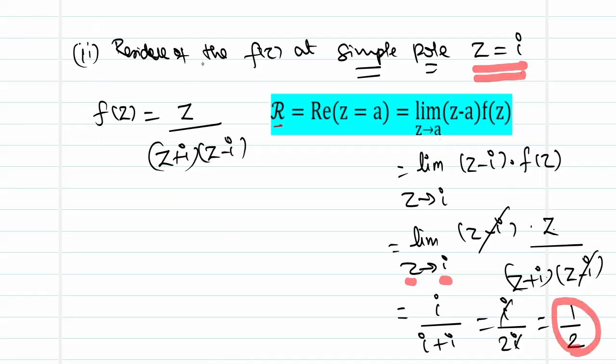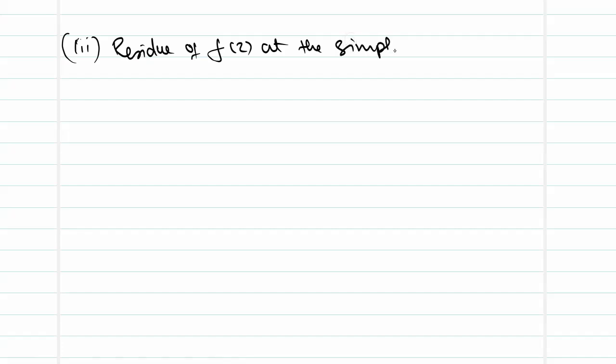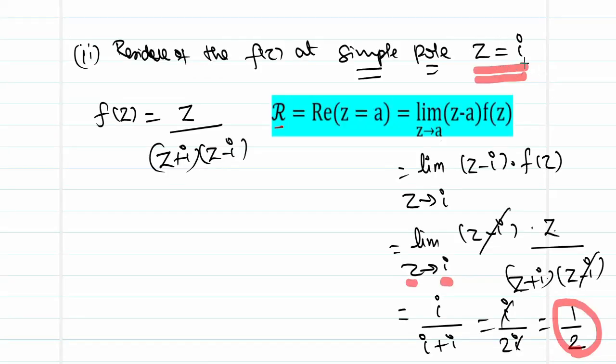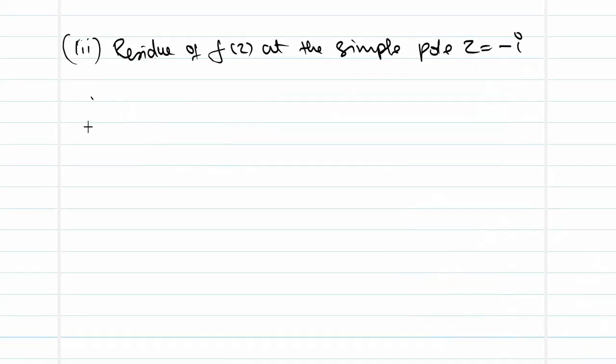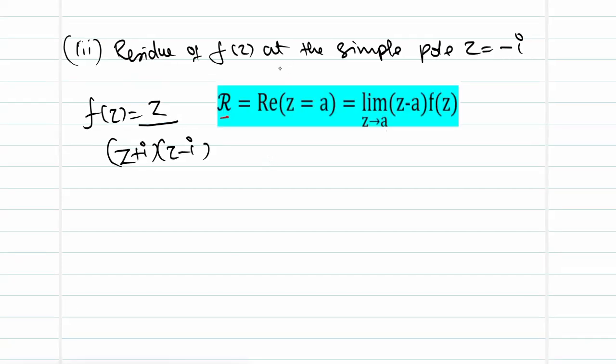Now it's time for the estimation of the residue at the second point. What is going to be step 3? Step 3 is the residue of your function f of z at the simple pole z equal to minus i. First we estimated for plus i, now we estimate it for minus i. Now copy paste your function f of z, which is z divided by z plus i into z minus i. And the next thing to do is copy pasting your formula for the simple pole. We have the formula to be limit z tending to the point a, z minus a into f of z.